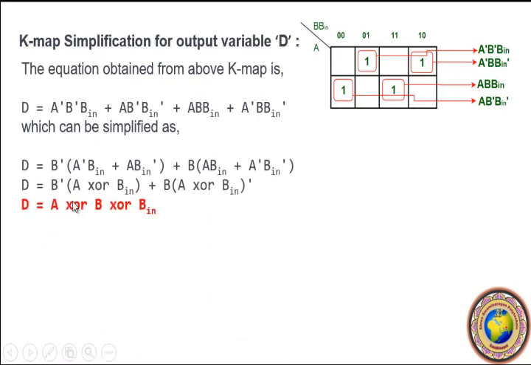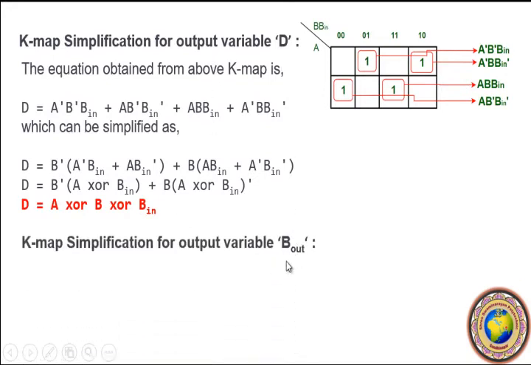We can simplify these equations. Here we take B bar common, and here we take B common for these 2 terms. So this gives A XOR B XOR B in. This is our final equation for the output variable D.